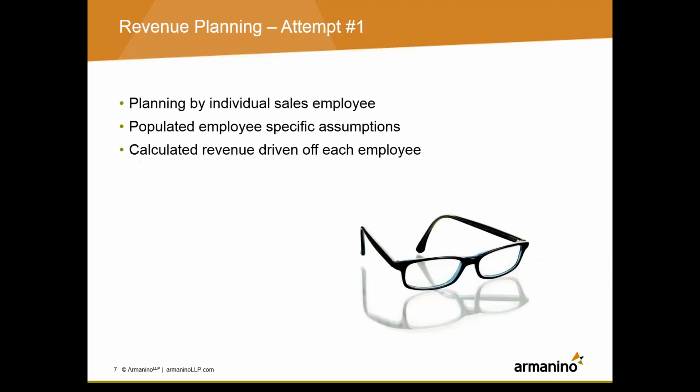So our first attempt at planning for revenue was, let's take those factors of backlog and new orders and break it out by sales employee. So each sales employee would have their own specific percentages and number of new orders, number of backlog and invoicing, and Adaptive would then calculate what their total revenue was.